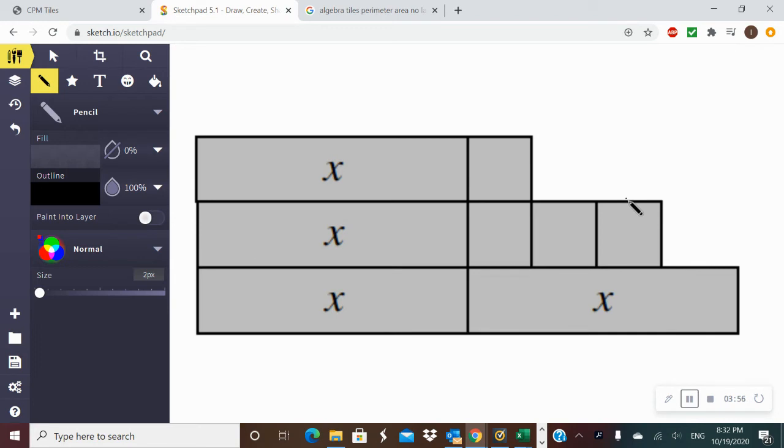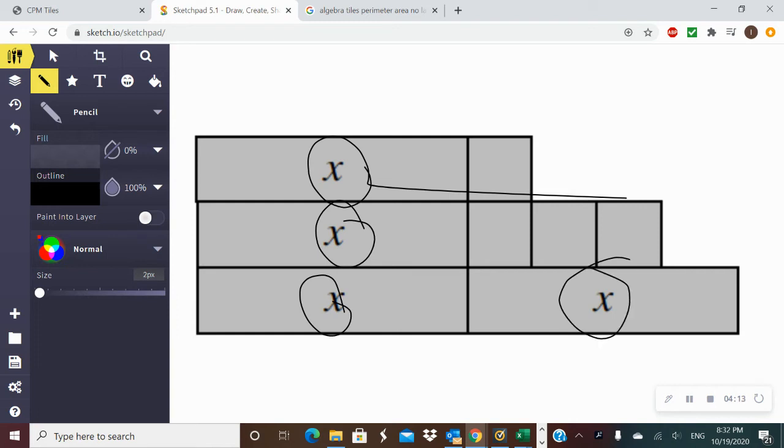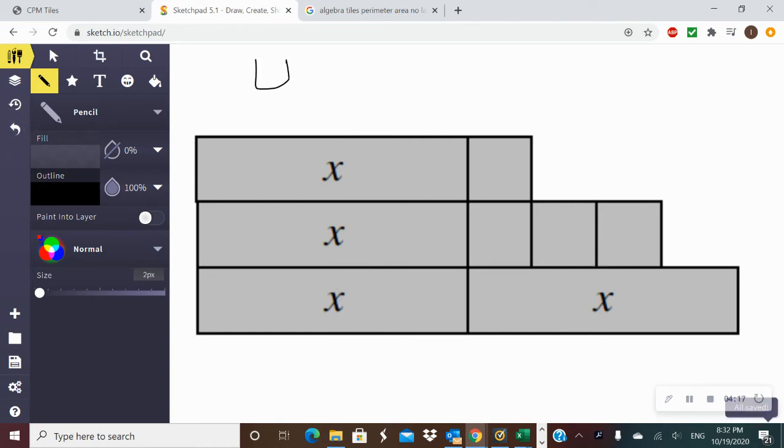Okay, let's do one with area. So we're gonna do a couple with area now. As you can see, it already tells us what kind of stuff is here. So we have x, x, x, and x. We have 4x. So let's write that down. 4x. And now let's find what other tiles we have.